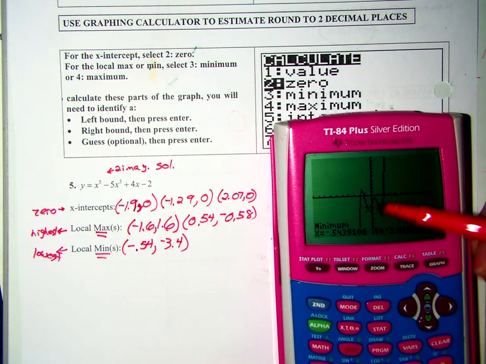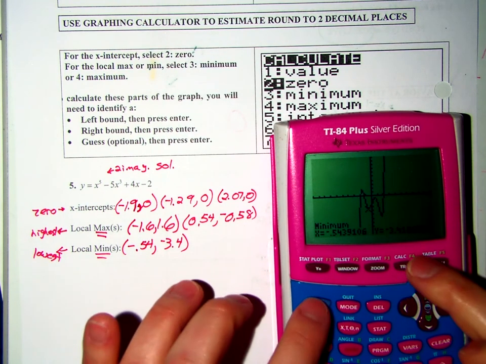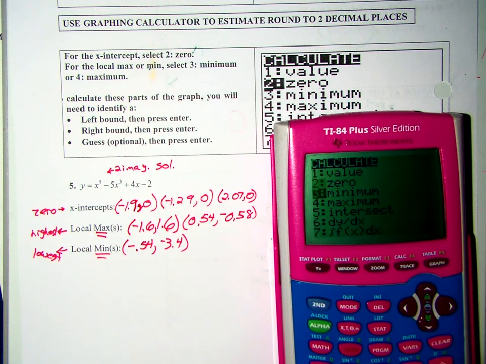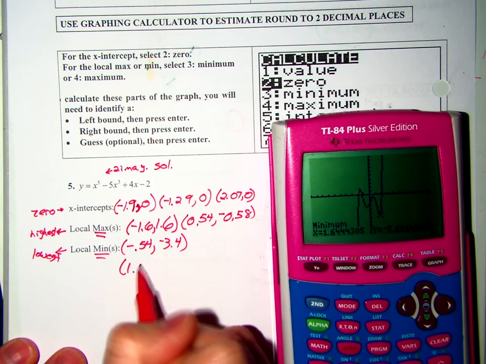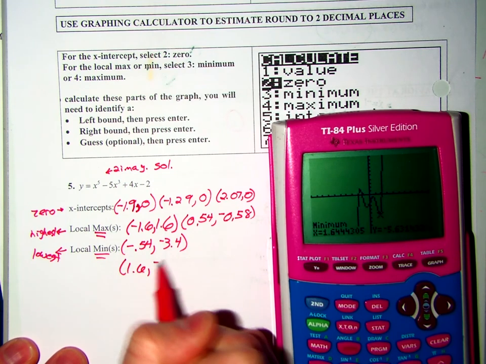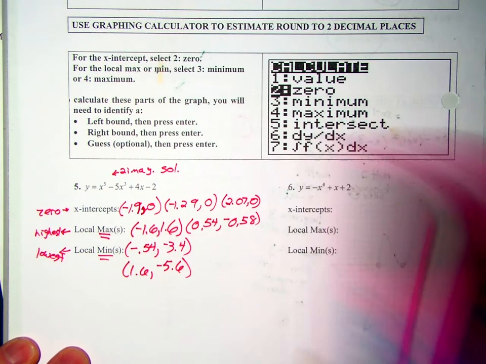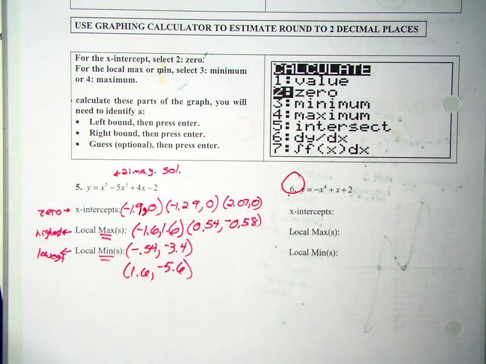And then this one's a maximum, but then we come back down here to a minimum. So we're going to calculate the minimum again. I think the minimum's here, so I'm going to go to the left a few, go back to the minimum, go to the right a few, press enter again, and it was 1.6, comma, negative 5.6. All right, so then you need to try 6 on your own.